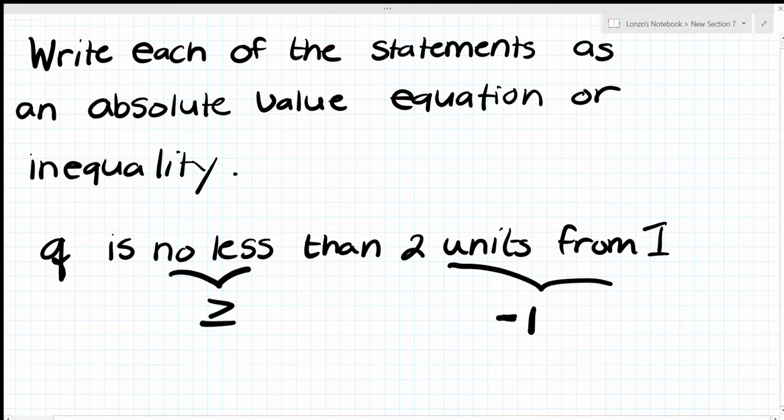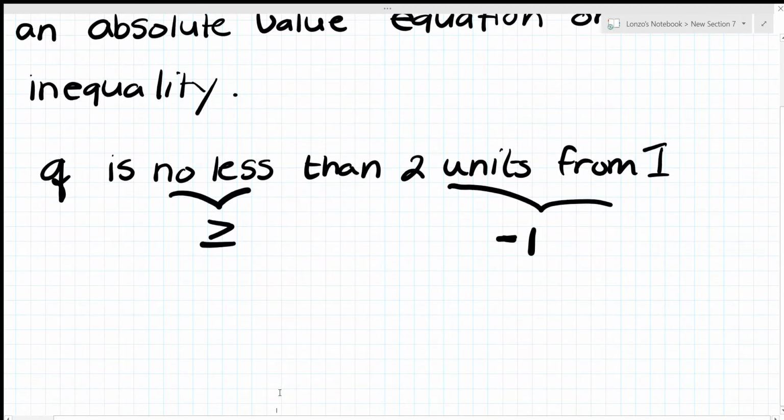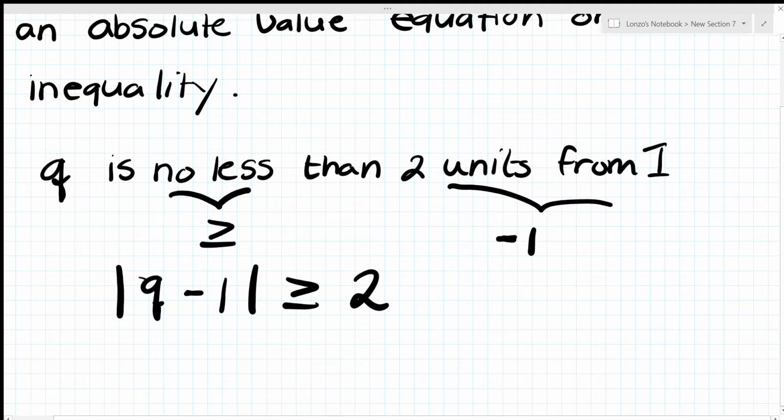So how do I write this as an absolute value inequality? It's going to be the absolute value of Q minus 1, right? 2 units from 1, so minus, that's how I got my minus 1. Now it's no less than, so it's going to be greater than or equal to 2. Now we can solve this inequality. Since this is a greater than sign, it's going to end up looking like an or.